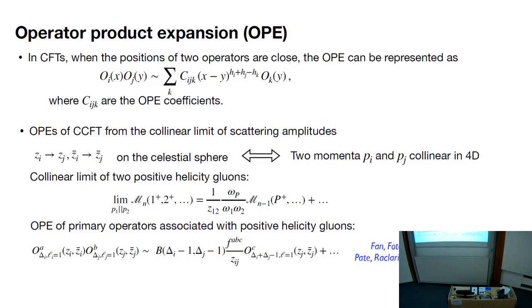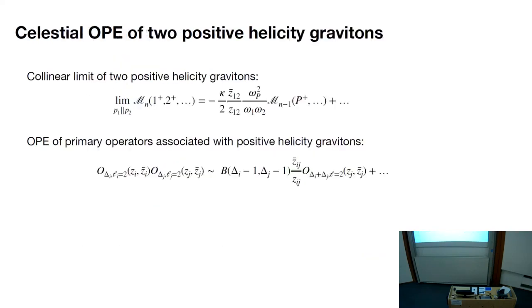And it turns out that the collinear splitting behavior, for example for gluons, is universal at tree level, which is given by this simple form. And then once we've done the Mellin transform of these collinear splitting functions, we end up getting beta functions for the celestial OPE. Okay, so you can do this for the graviton collinear splitting as well, and we got this celestial OPE for the graviton operators.